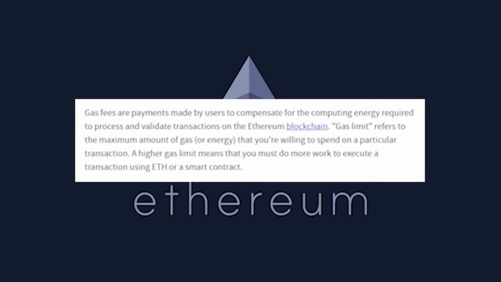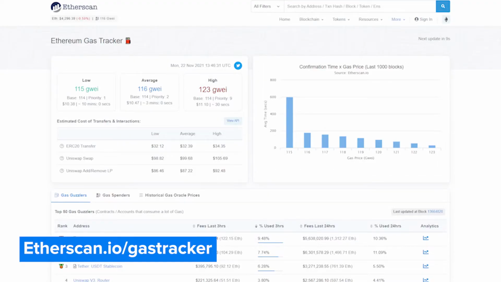Essentially, gas fees are the payments made by the users to compensate for the computing energy that's required to validate transactions and process things on the blockchain itself. The gas prices on the Ethereum native blockchain can vary drastically, and they're usually quite high. You can check what gas currently is at etherscan.io/gastracker.